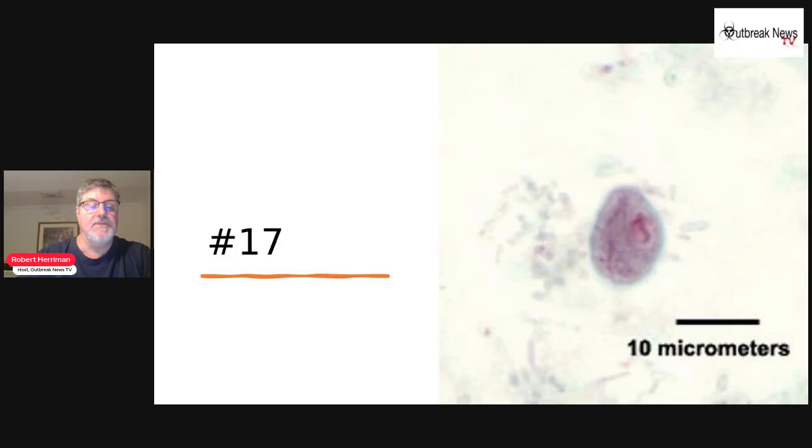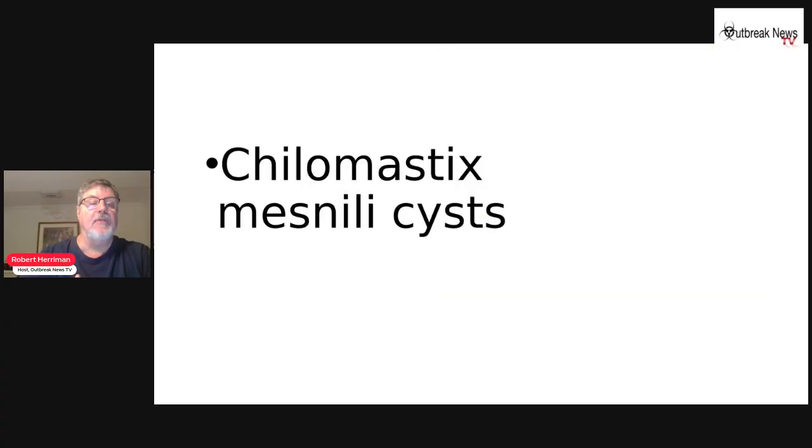All right. Did you get this one? Chilomastix mesnili cyst. Lemon-shaped is always a key description of this cyst. And this, like some of the others we talked about, is a non-pathogenic trophozoite.